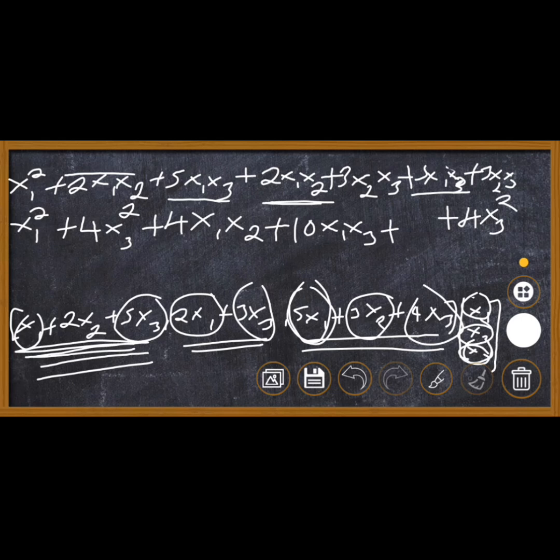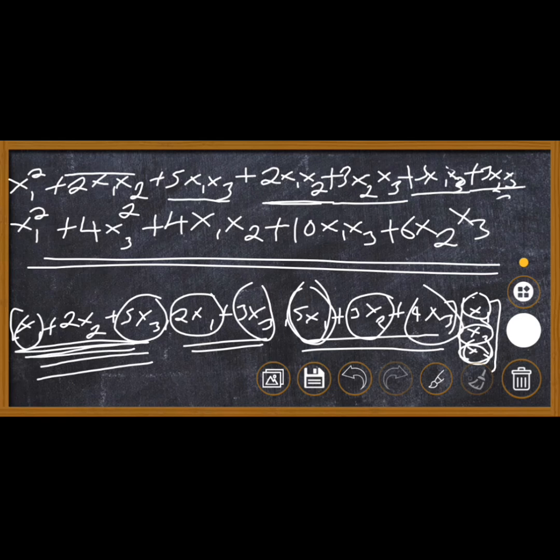Which other one do we have? In this case we also have this 3x2x3. Also here we have 3x2x3. So 3 plus 3, that is 6. So let's just remove this since we have already used this. So in this case we're going to have 6x2x3. So in this case then you have expressed the given matrix into the standard form, or rather into a quadratic form. So that's how it is whenever you have been given a matrix, to express it into a quadratic form. So this is the answer that we have.